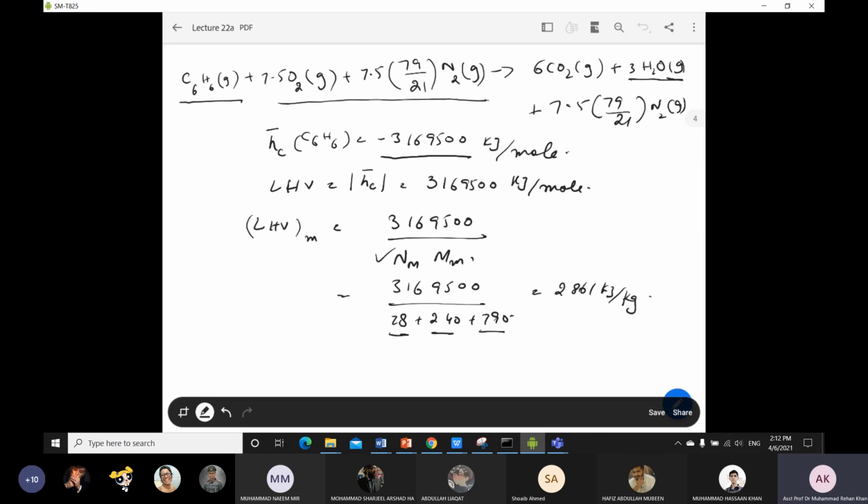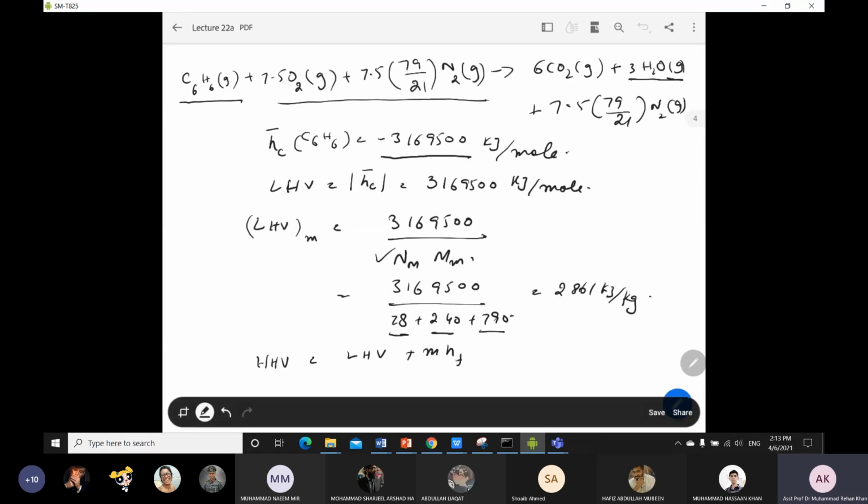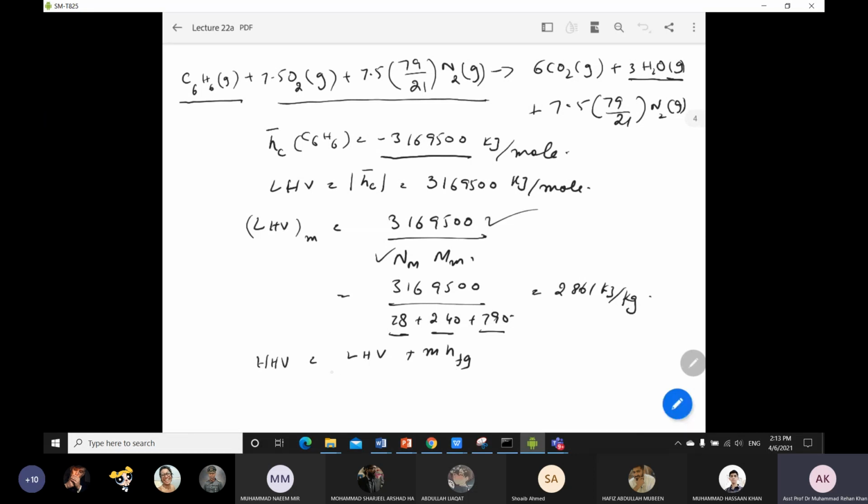So now here we have to find the higher heating value also. Okay, so higher heating value is basically lower heating value plus mass into heat of vaporization, latent heat of vaporization, hfg. Okay, so lower heating value you can easily get from this.